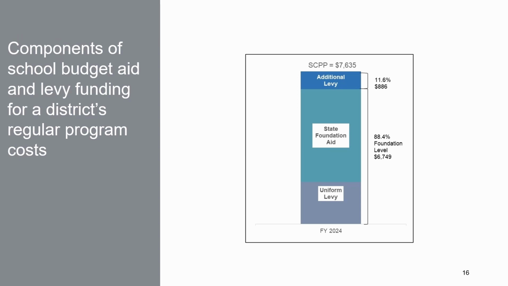Page 16. The state cost per pupil is established as specified above. That amount is broken down into two segments. The first is the foundation level, and this is equal to 88.4% of the state cost per pupil. The foundation level is made up of two parts. The first is the uniform levy, which is $5.40 per $1,000 of taxable value of real property. State aid then fills the foundation level until it reaches 88.4% of the state cost per pupil. The remaining 11.6% is called the additional levy and can be funded with a combination of property tax and state dollars.